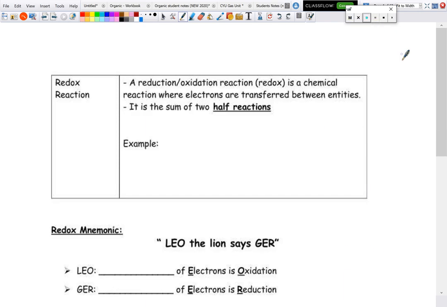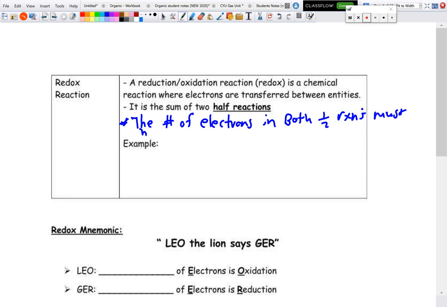Now for our redox reactions, redox is named from reduction oxidation reaction, so we combine them together to get redox. It's a chemical reaction where electrons are transferred between entities. It's the sum of 2 half reactions, and the number of electrons in both half reactions must be equal.